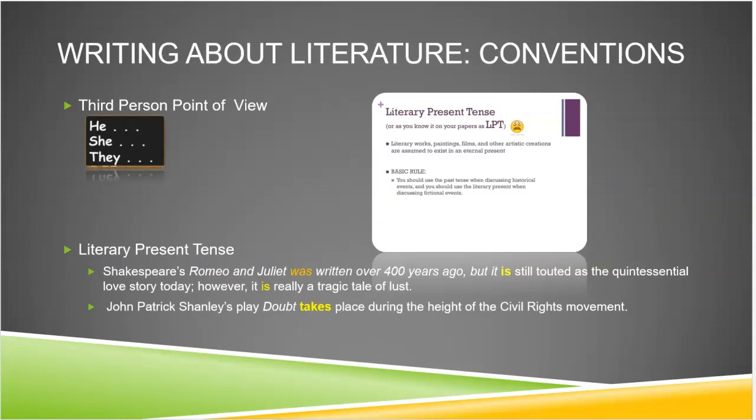Okay, we also need to think about the conventions of writing about literature. Now, some of these conventions are the same as for regular papers, and some are particular to the kinds of papers we write about a work of literature. The first one is writing in third-person point of view, and that simply means using pronouns like he, she, and they. That is a convention that is true not just of literary papers, but of regular papers that you would write in your college classes as well.